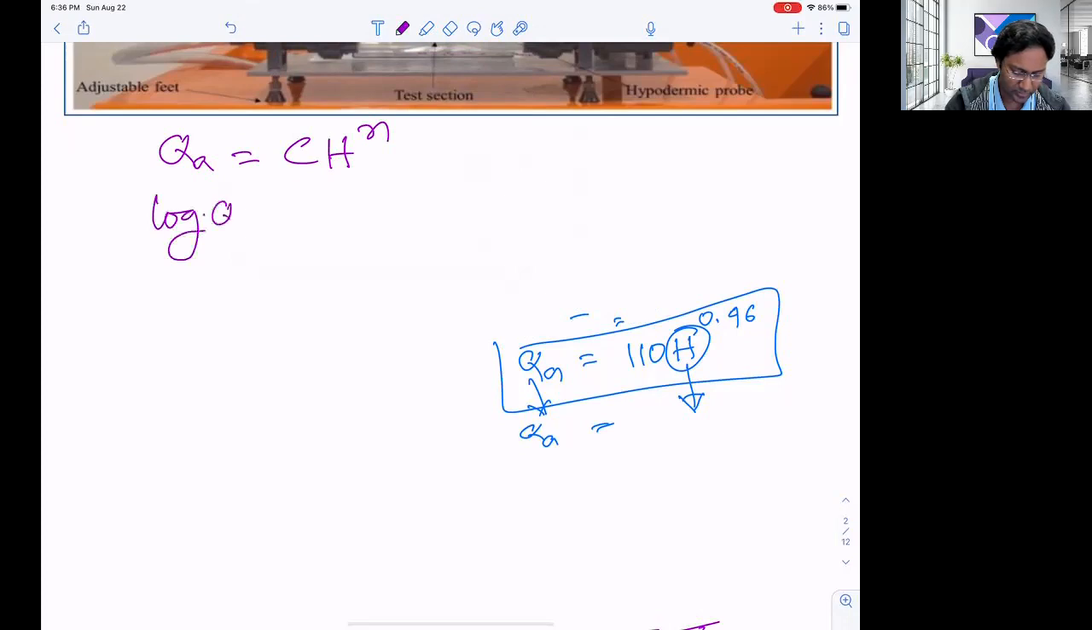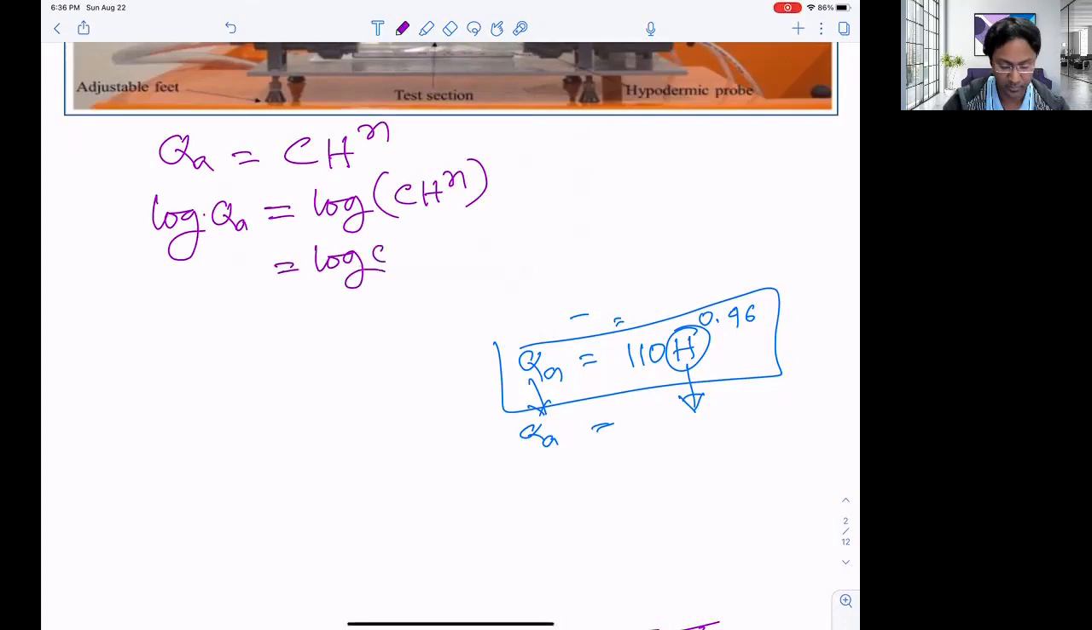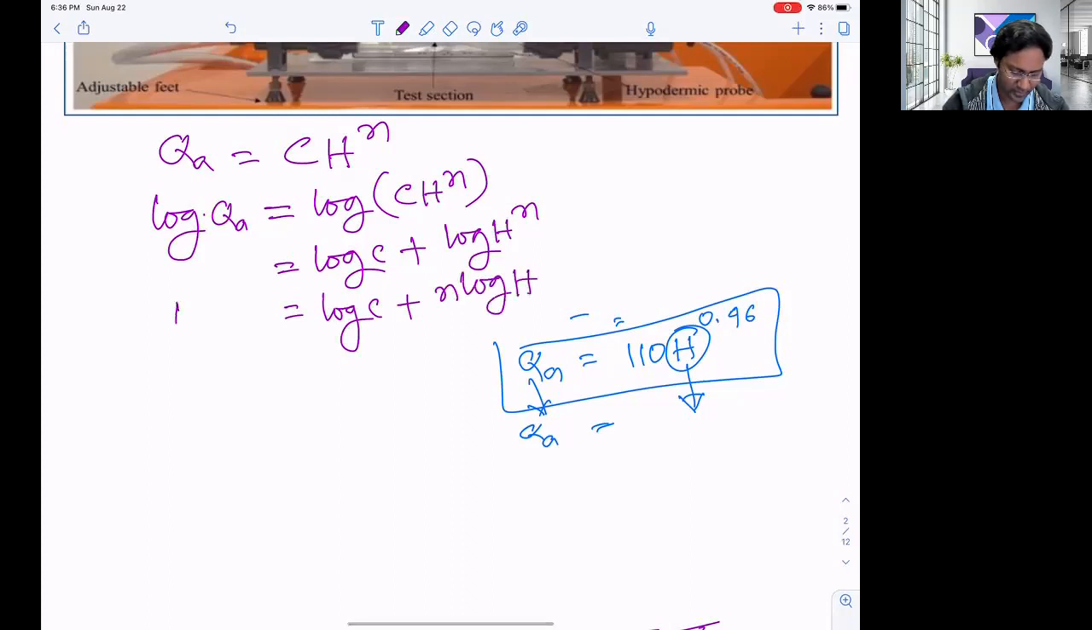We can use log on both sides, right? Log QA is equal to log of C h to the power n. Then we can further simplify: log c, since it is multiplication, and in log we know that it will be plus log of h to the power n. Again, we can simplify: log c plus, since it is a power, n will come first and then log h, right? And then on the left side we have log QA, right? So that is the expression we have.